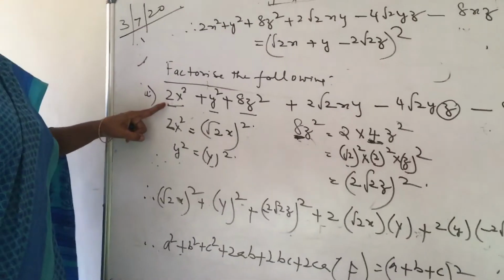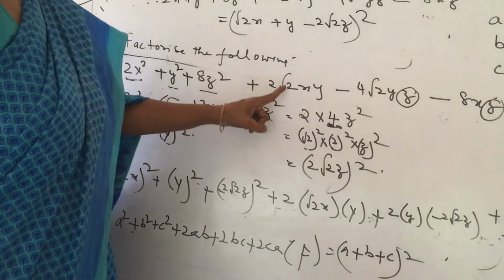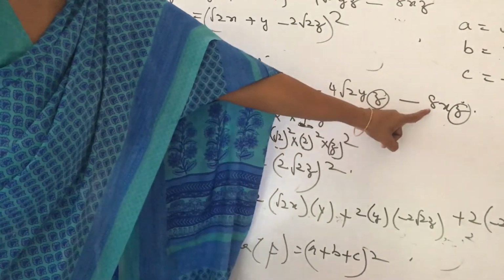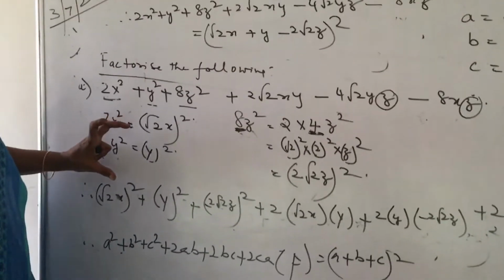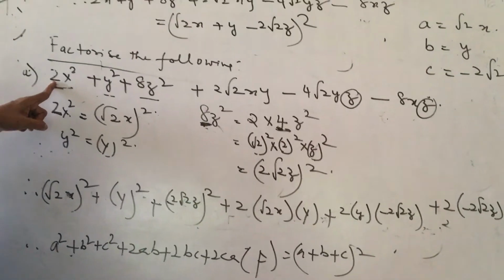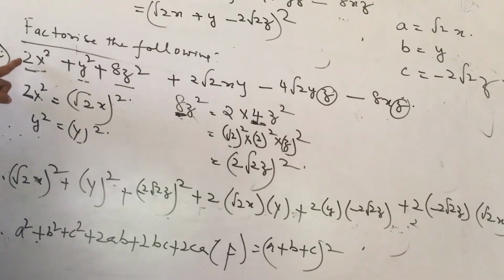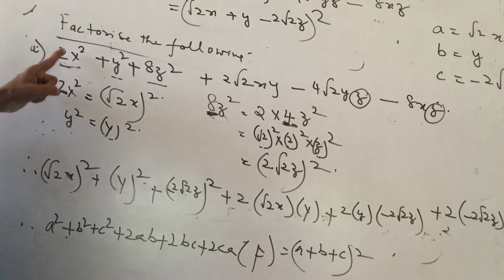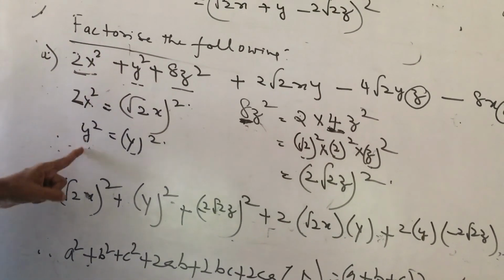Don't get confused, children. 2x square plus y square plus 8z square plus 2 root 2xy minus 4 root 2yz minus 8xz. When you write the first three terms as perfect squares, automatically you can write the last three terms. How do you write 2 as a perfect square? Root 2 into root 2, 3: root 3 into root 3, 5: root 5 into root 5. So 2x square means (root 2x) the whole square. Y square, y the whole square.